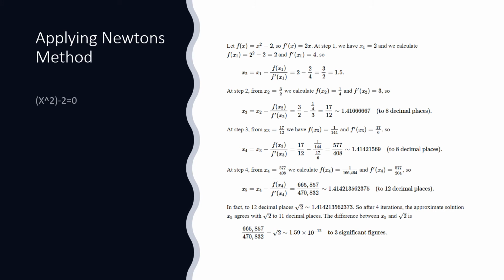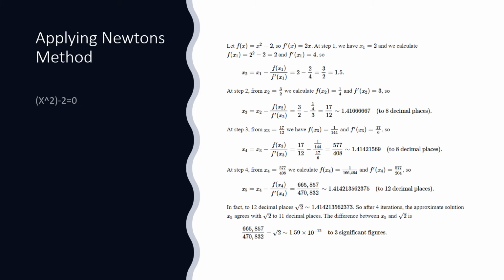If we think about this logically, and if we try doing the calculations the same as we always did, it's going to leave us with 665,857 over 470,832, which roughly, give or take, if we put this in the calculator, is going to be 1.414213562375.